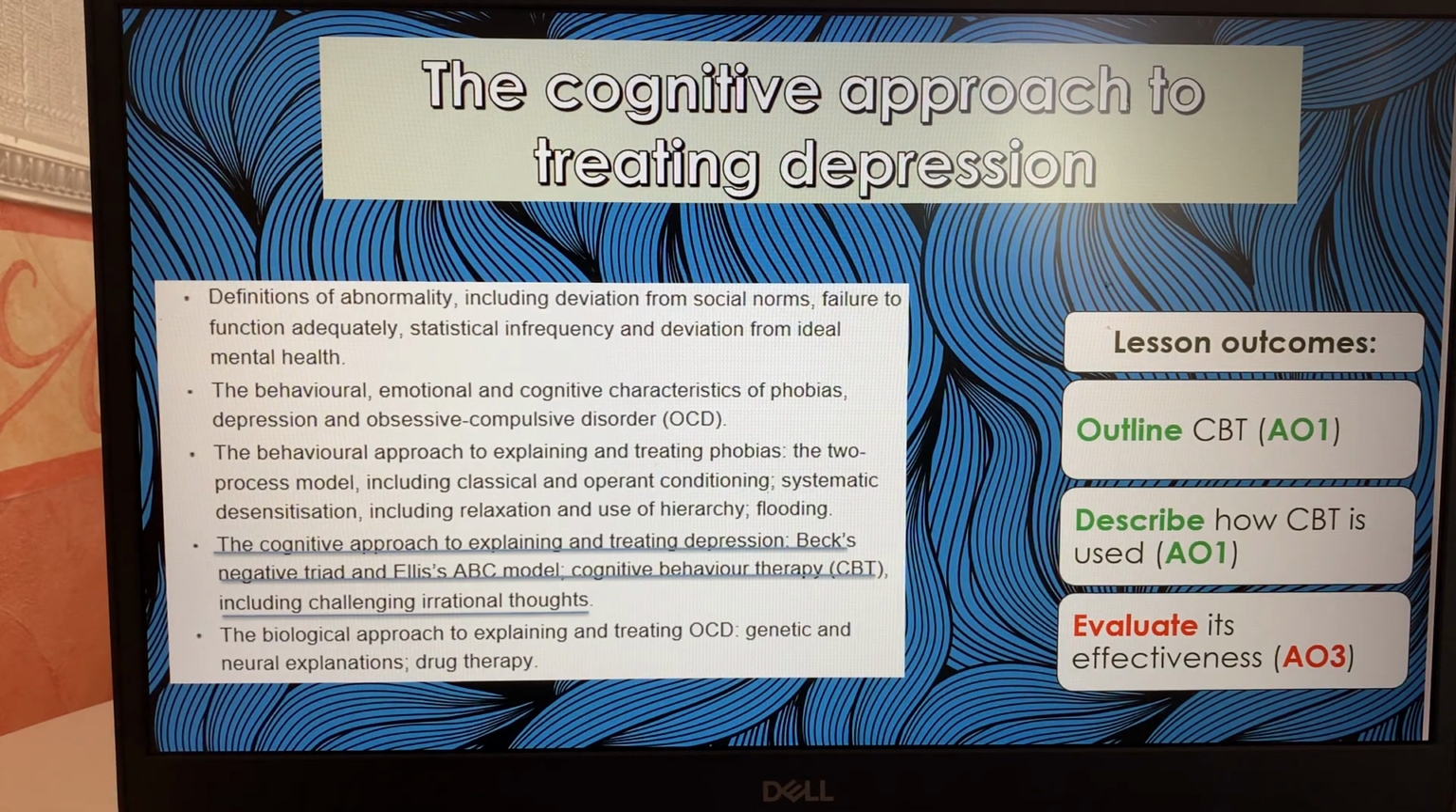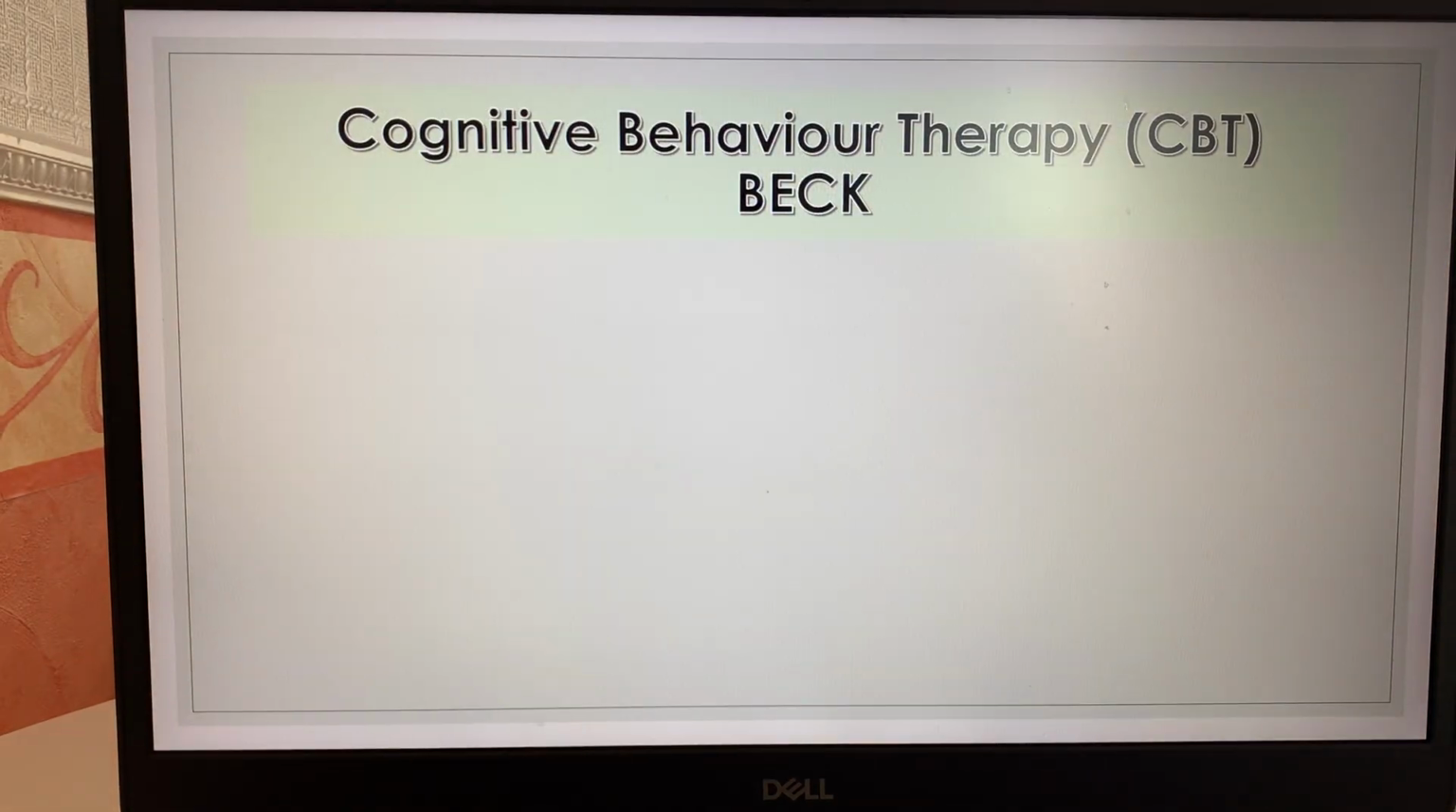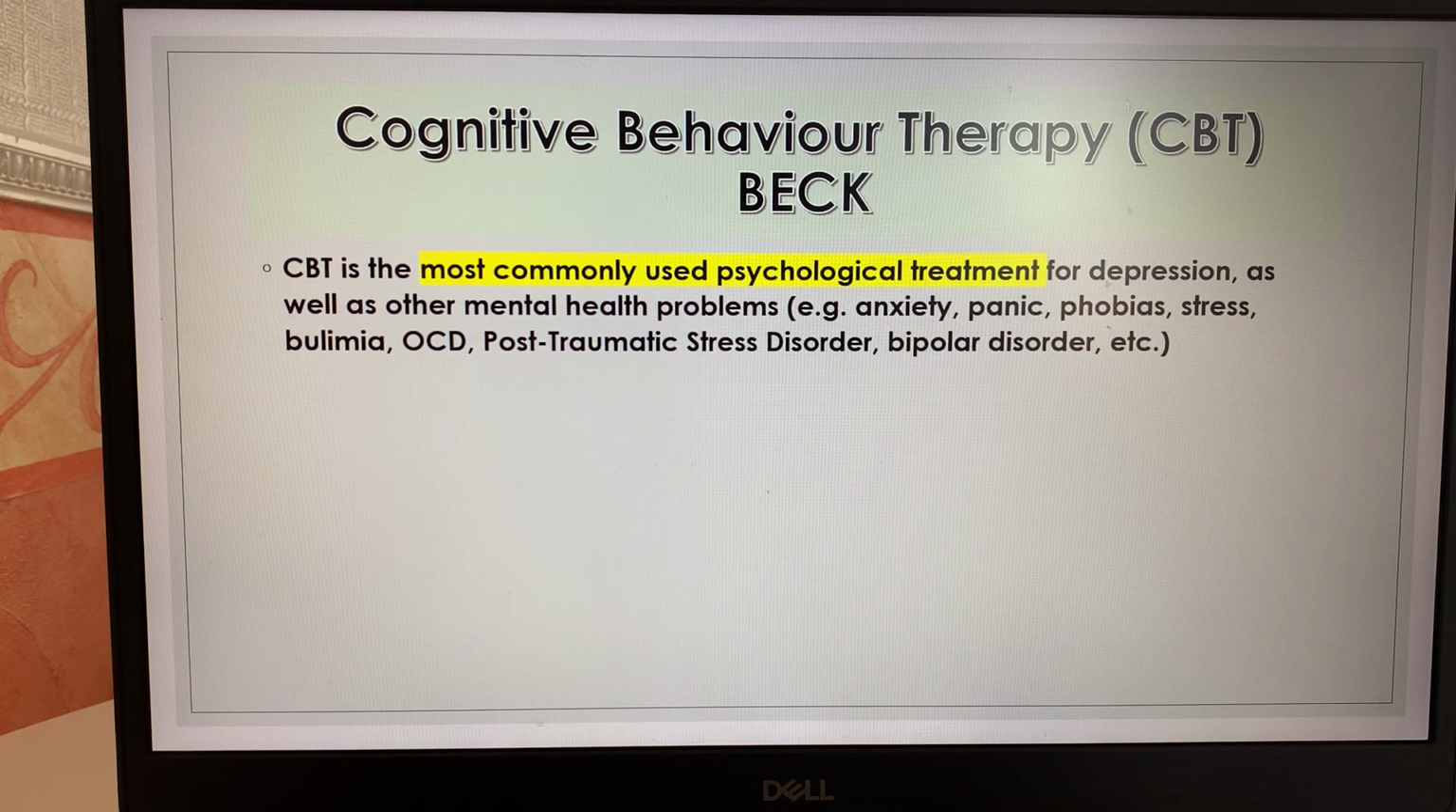And we're on to this. So how do we treat it? One of the main ways of treatment is cognitive behavioural therapy, which you might have heard of already, shortened down to CBT. It's our most commonly used psychological treatment.